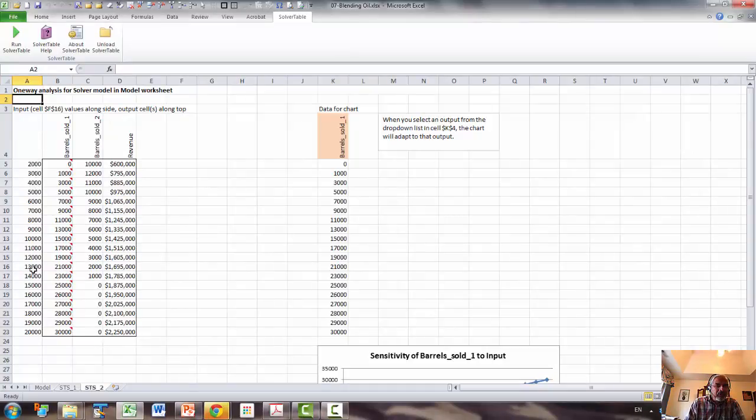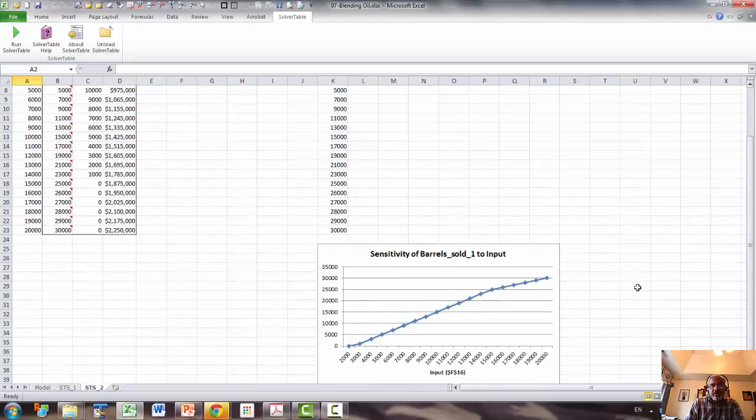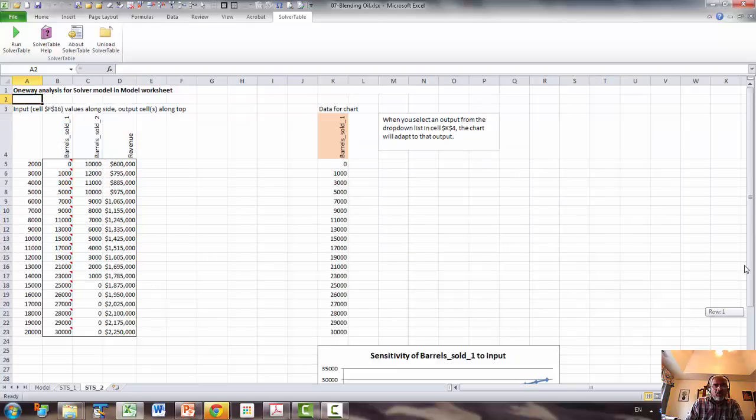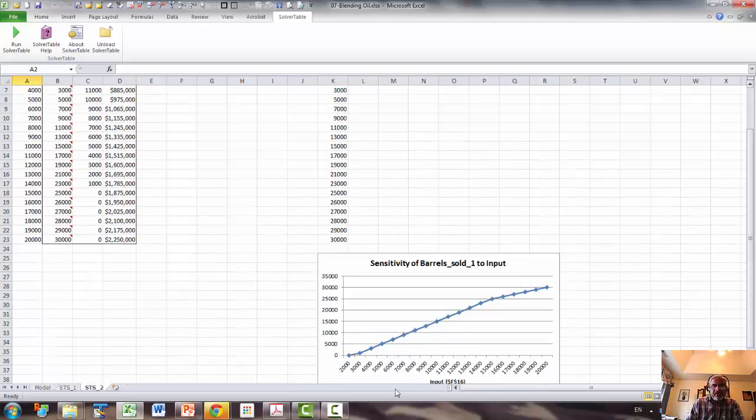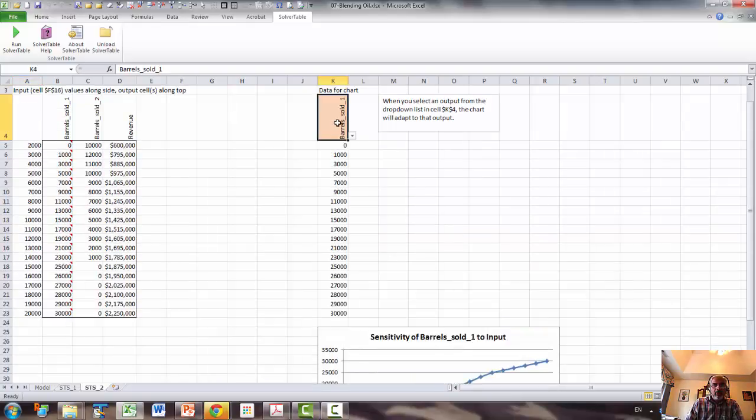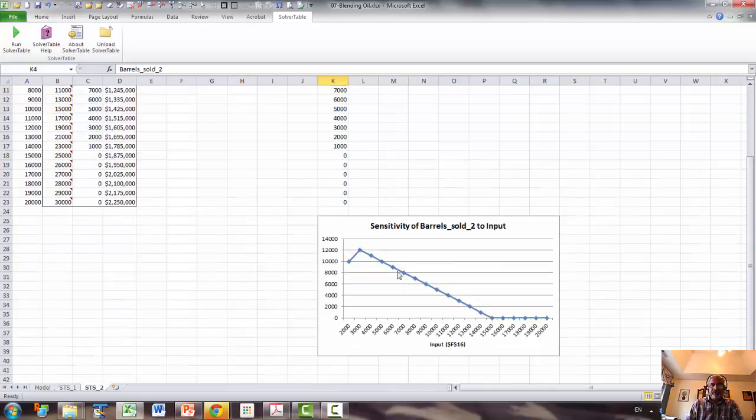So you get barrels available for crude oil 1 going from 2,000 to 20,000, and these will be the product sales, and these are the revenues. So we can see the sensitivity of barrels sold of gasoline to input. And if you want to look at the barrels sold of heating oil, so change to heating oil, and you see what will happen to production of heating oil as your input for crude oil 1 increases.